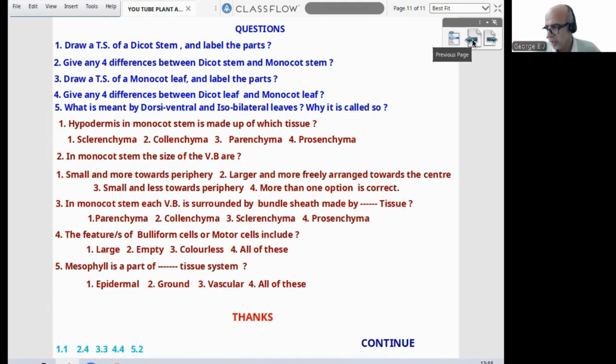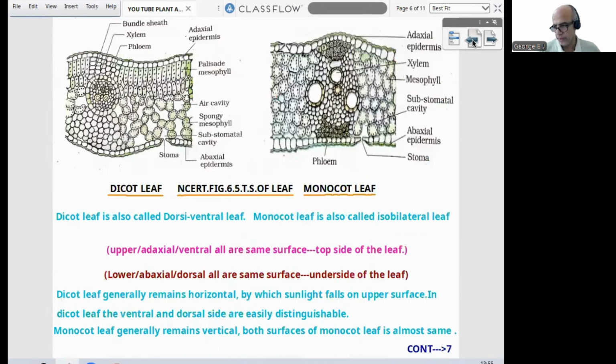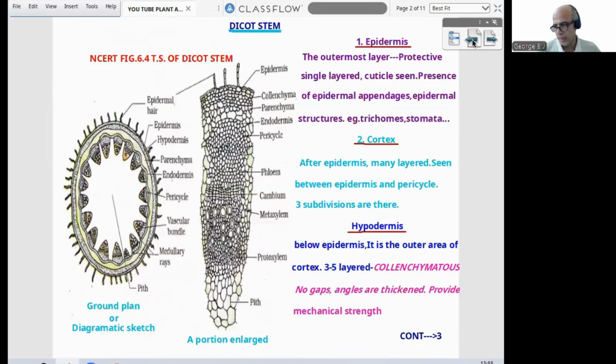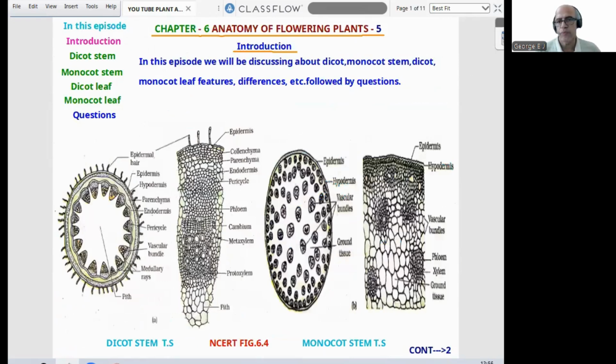So what all things did we learn in this episode? That is the last part of the anatomy of flowering plants, the 5th one. Mainly dicot stem, monocot stem, dicot leaf, monocot leaf, their sections. So we can proceed. When we start with the dicot stem, epidermis will be there, with structures and trichomes, and cuticle seen, single layered. Then the cortex, many layered, seen between the epidermis and pericycle. Three subdivisions of the cortex: hypodermis, 3 to 5 layered collenchymatous, with no gaps, angles taken. It provides mechanical strength as usual.